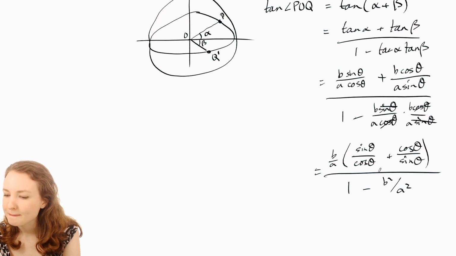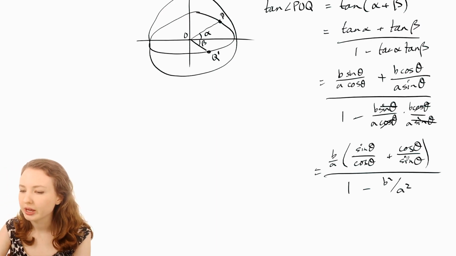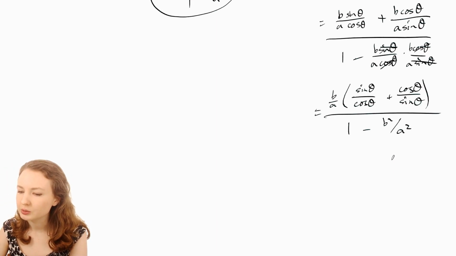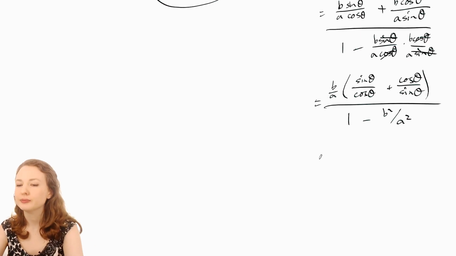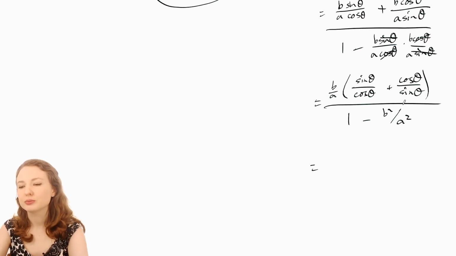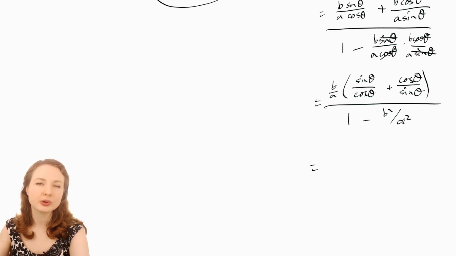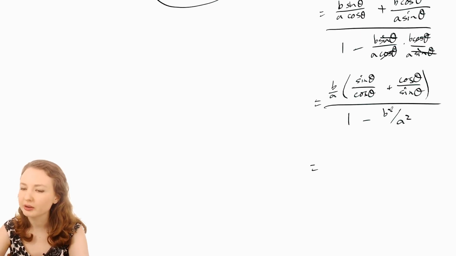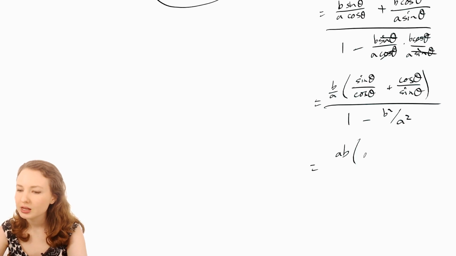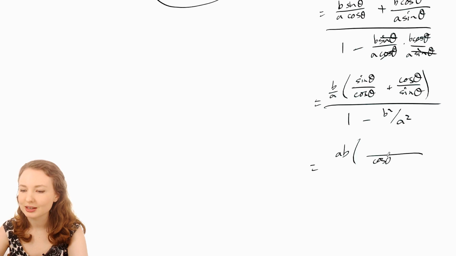Now, what we could do there is put them on a common denominator. And actually what I might do is multiply top and bottom of this by A squared, because that's just going to clean everything up and get rid of these fractions. So you'll get AB, and then let's do over cos theta sine theta. So you'll get sine squared theta plus cos squared theta, which is 1.